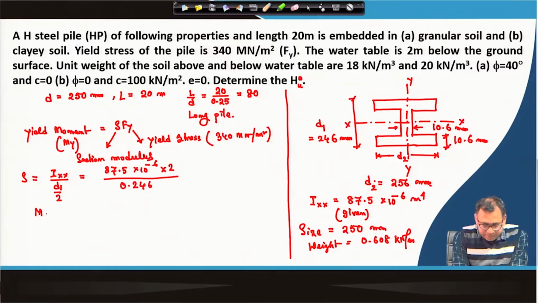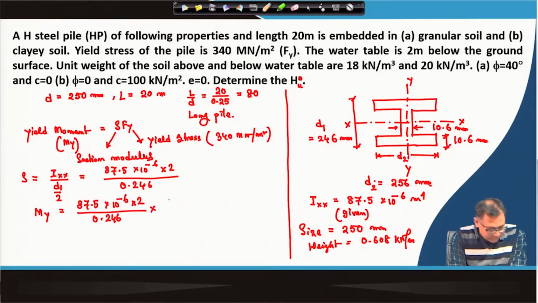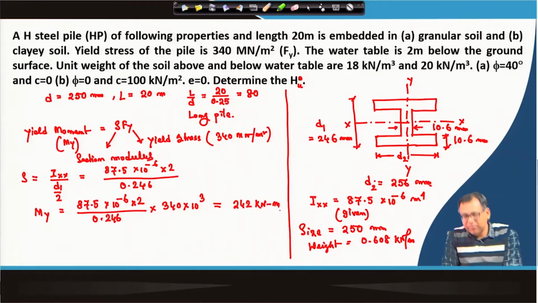So, My will be S into Fy. S is 87.5 into 10 to the power minus 6 into 2 divided by 0.246. Fy is equal to 340, given as mega Newton, so we are converting it to kilonewton. So, this will be 10 to the power 3. This value is 242 kilonewton meter. So, the yield moment for this particular section is 242 kilonewton meter. Okay.